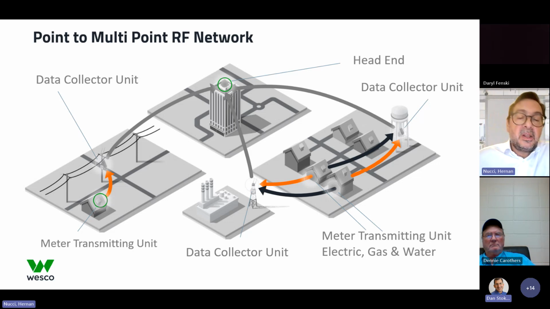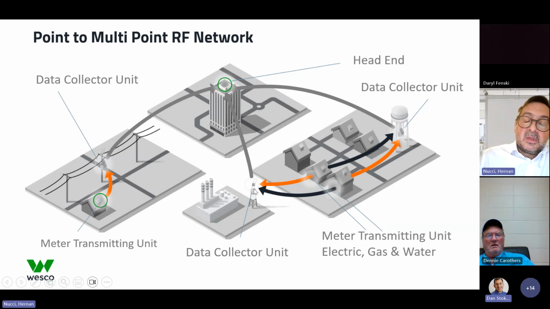So, a point-to-point RF network. You'll have a data collector unit. Typically, you put that data collector unit in an asset. It could be a utility asset or a city asset, normally a tower. It could be a building. It could be a pole. And the meters will talk to that data collector unit.